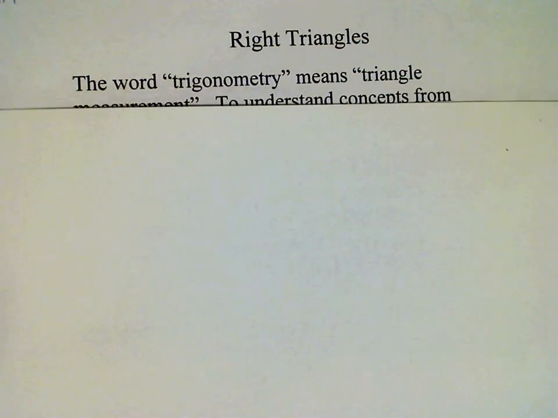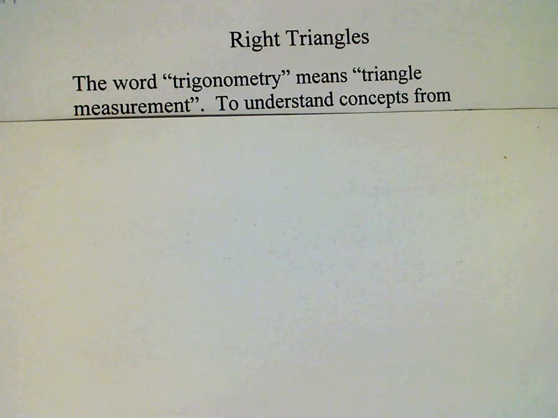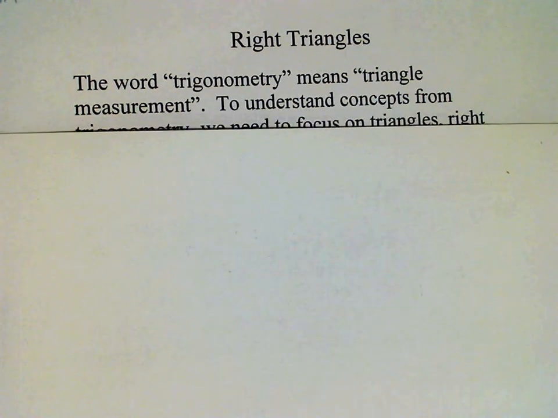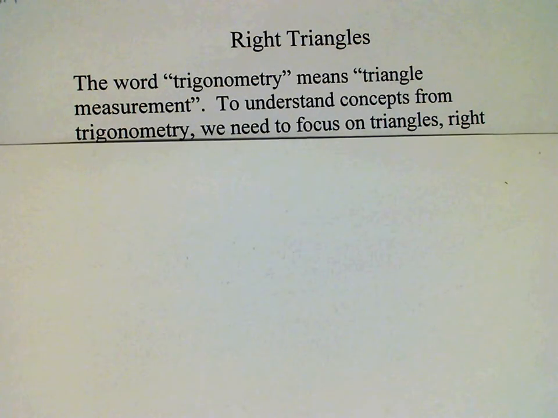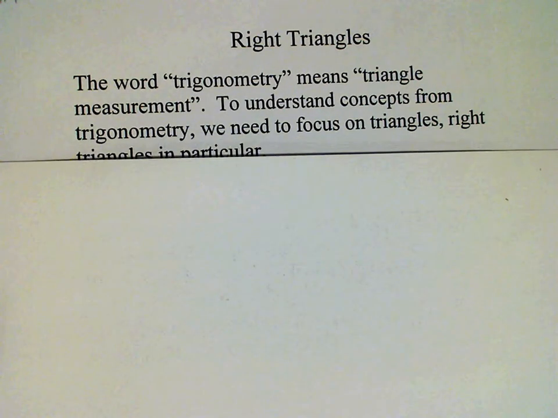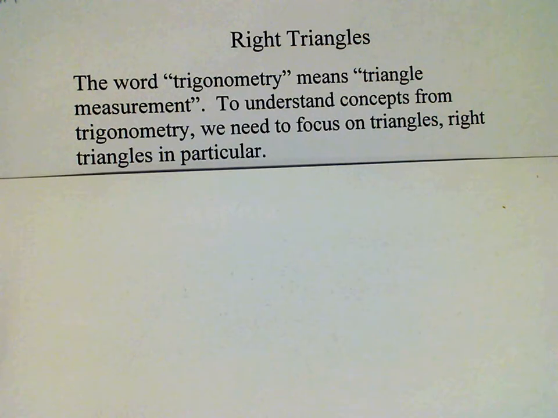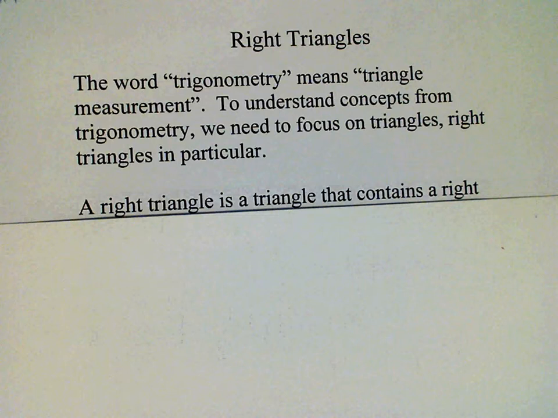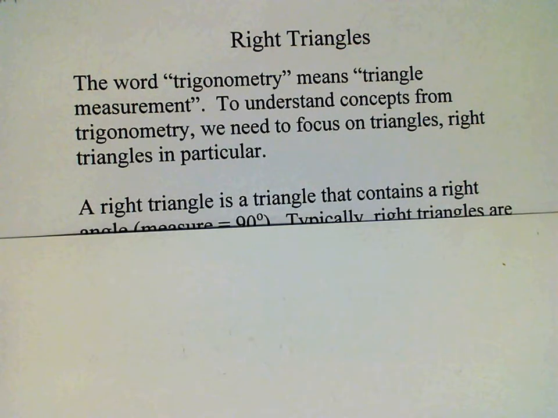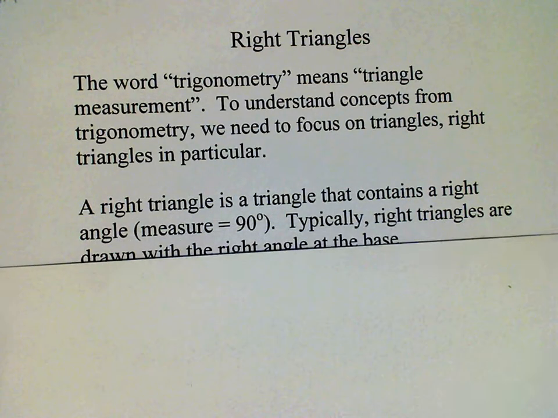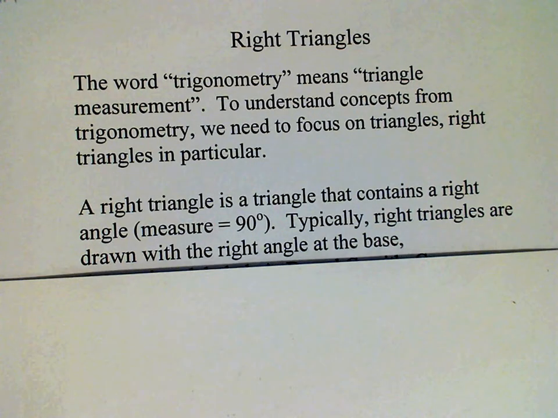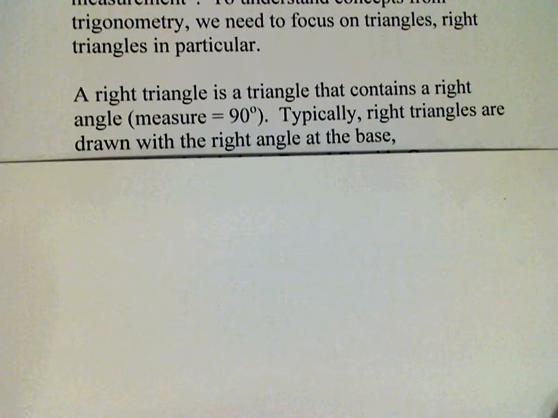The word trigonometry means triangle measurement. So to understand concepts from trigonometry, we will need to study triangles and right triangles in particular. So let's remember what a right triangle is. A right triangle is a triangle that contains a right angle. And that angle, of course, has measure of 90 degrees.